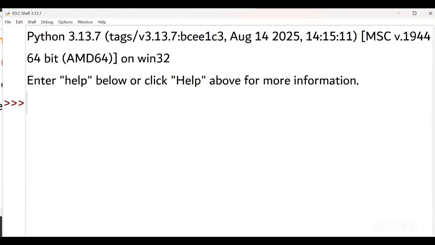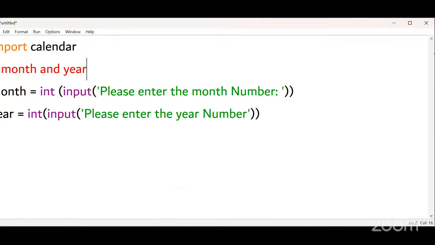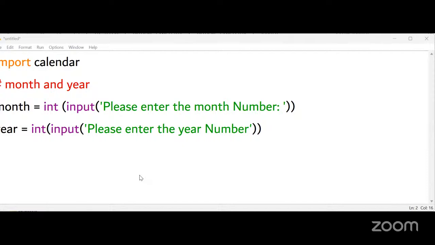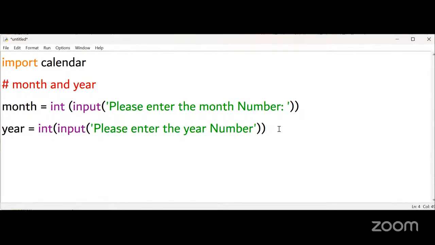One second, sir. I'm getting the input for month and I'm getting the input for year. And then here I'm printing for this month and year. So print, I'm going to use calendar dot month. Inside that, I am passing these two inputs, one is year and one is month. So year, comma, month.